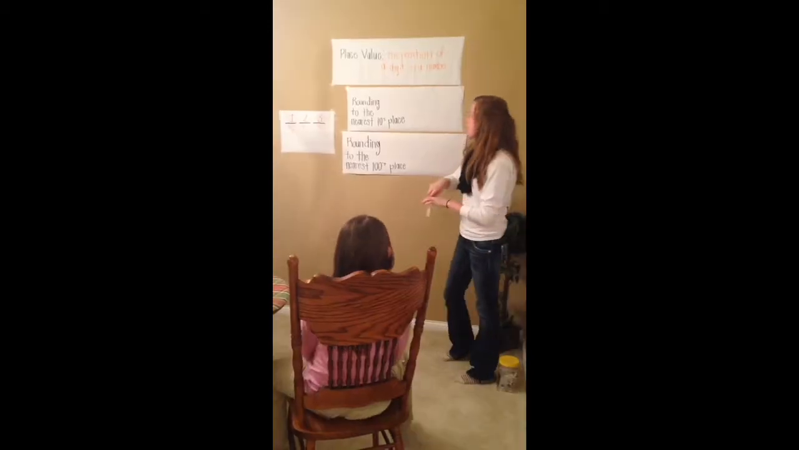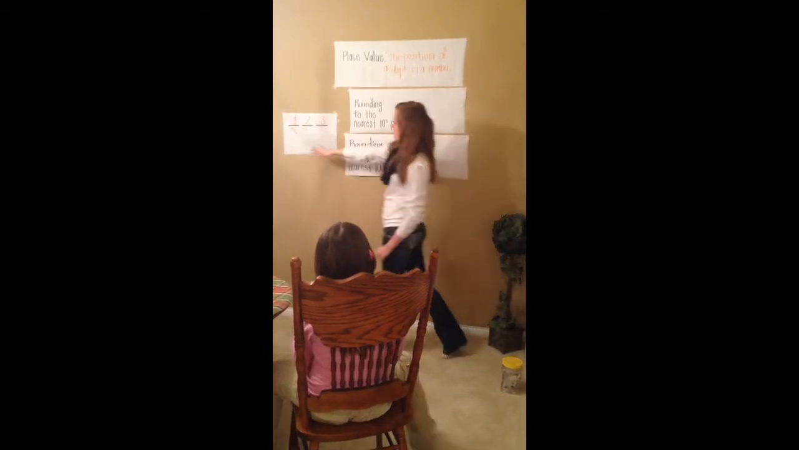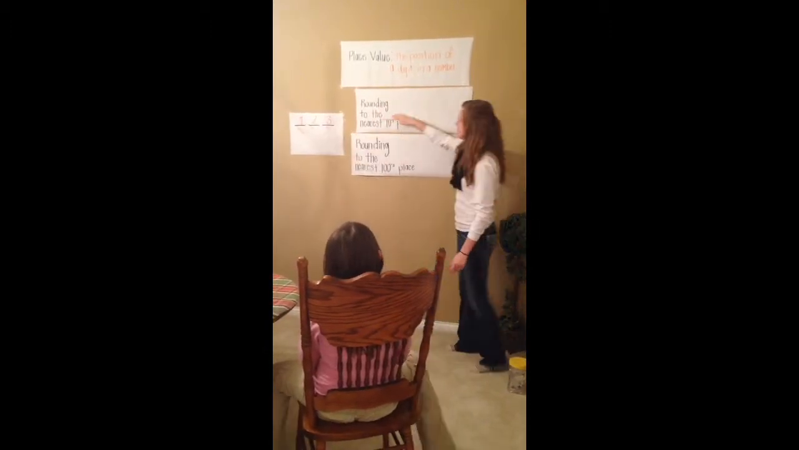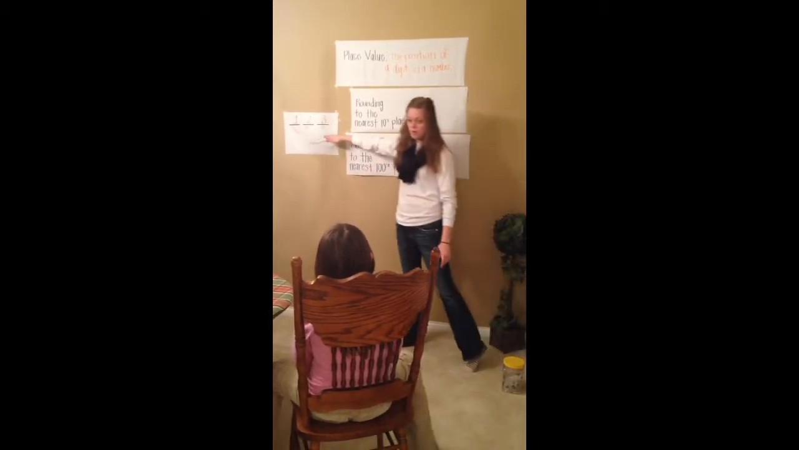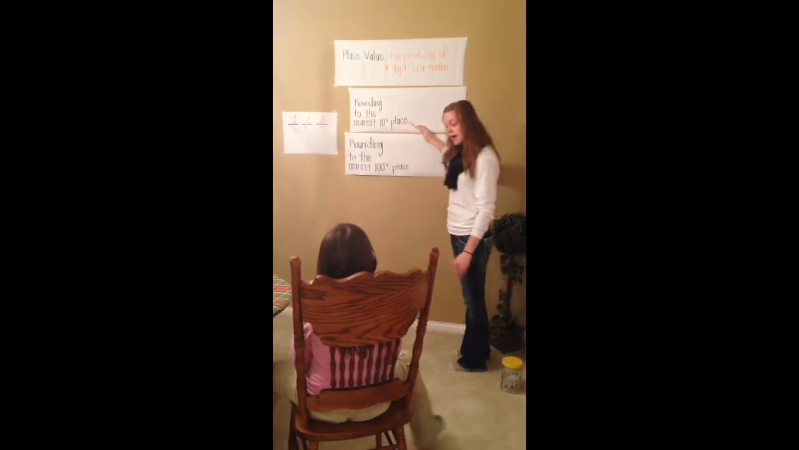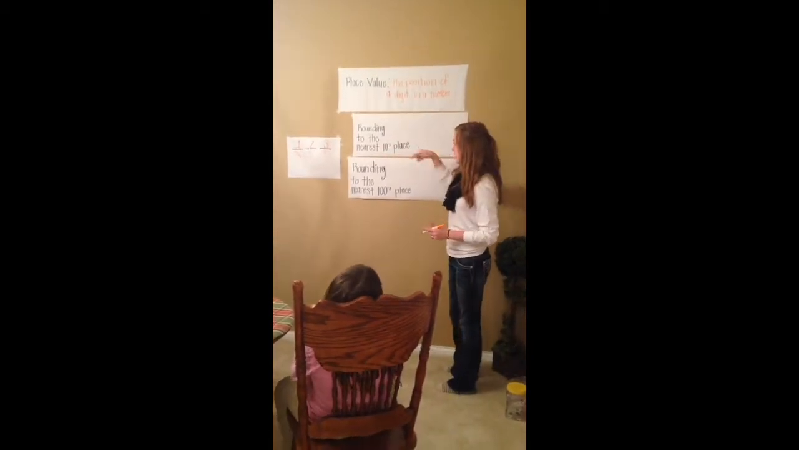Okay, so now that we understand what place value is, and we have a number here, we're going to discuss rounding to the tens place and the hundreds place. And then we're going to round this number once we understand how to round them. Okay? So rounding to the nearest tens place.